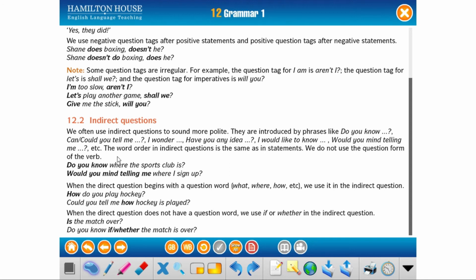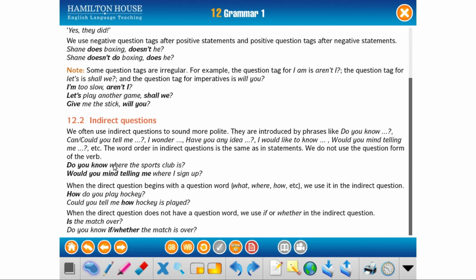And we also change the word order in the indirect questions as if we were writing statements and not questions. For example, here we have two. It says, "Do you know where the sport club is?" "Do you know" is my phrase using an indirect question. And then we have where the sport club is. Remember that when we make a question, we usually would do it like, "Where is the sport club?" But as this is an indirect question, we are using my phrase, "Do you know where?"